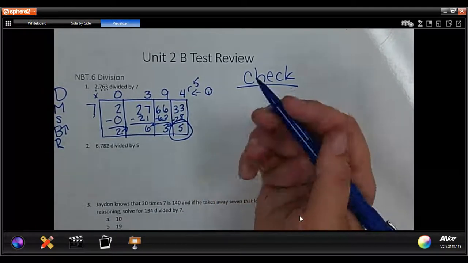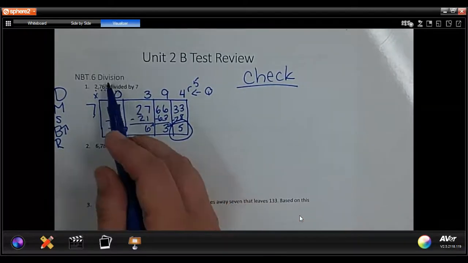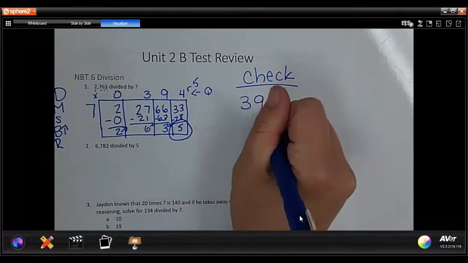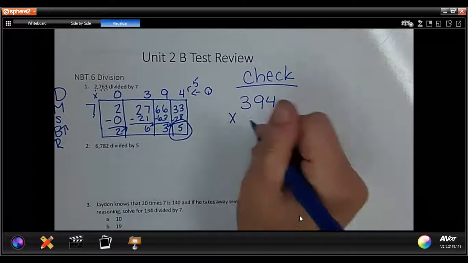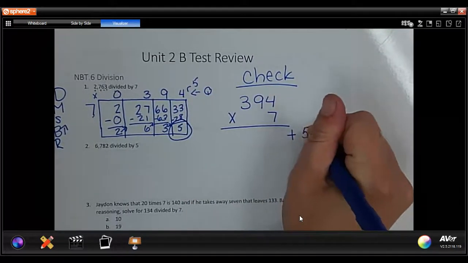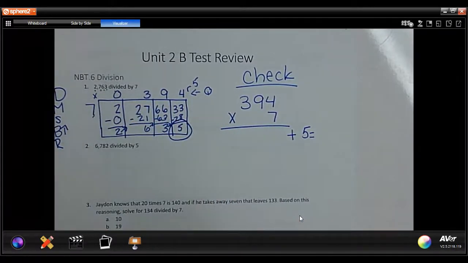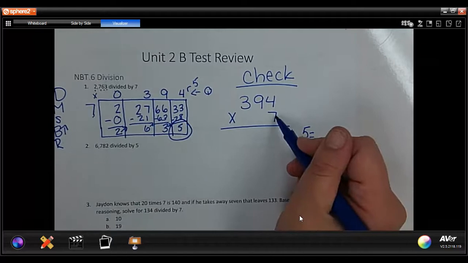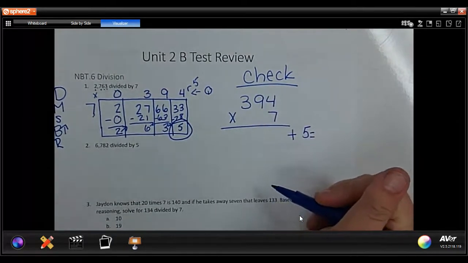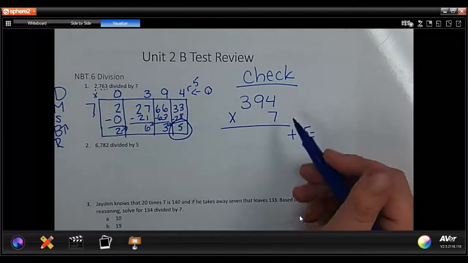in your dividing. So in order to check it, I'll multiply my quotient, 394, times my divisor of 7. And at the end, I'm going to add my remainder of 5. And I should get 2,763, which is my dividend. So I'm going to multiply it through using the standard algorithm, and the next one I'll multiply it through using the area model in order to show you the 2 different ways that you could be checking these.